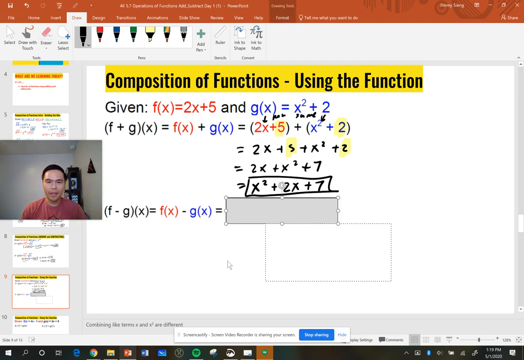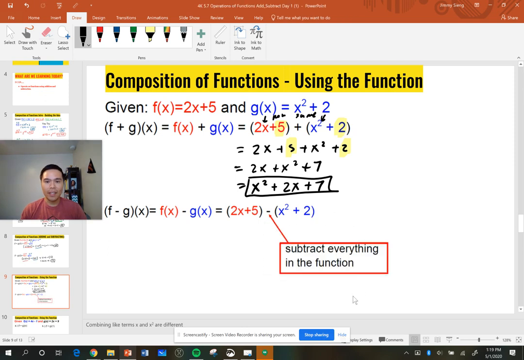All right, so same thing with f minus g of x, in terms of f of x minus g of x. Well, that looks like this. Keep in mind, you have to subtract everything in the function. Again, there's that negative 1 right in front of it, right? You need to distribute that. Just kidding.